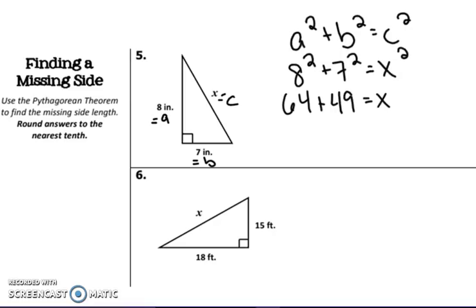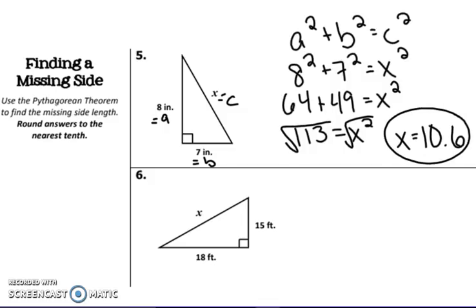We're going to combine our terms. 64 plus 49 gives us 113 equals x squared. And yes, it equals x squared, but we want to know x, so the opposite of squaring something is taking the square root. In this case, if we round it to the nearest tenth, x is going to equal 10.6, or the square root of 113.